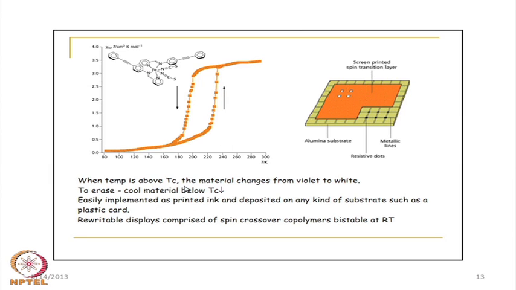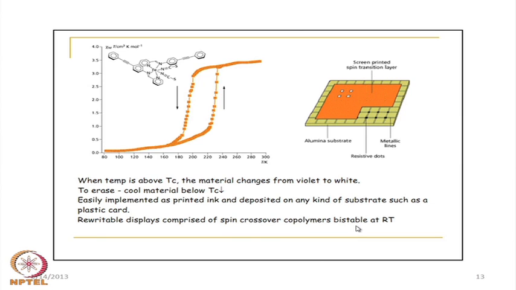When the temperature is above Tc, the material changes from violet to white. So, there will be a color change. To erase, cool the material below the Tc; there is a corresponding transition temperature which can be used for writing. So, this is the latest technology, people can use it for printing based on the corresponding spin change. The spin transition layer is deposited over there, then we have the metallic line, alumina substrate and resistive dots. It is easily implemented as a printed ink deposited on any kind of substrate, such as a plastic card. So, rewritable displays comprised of spin crossover copolymers are bistable at room temperature. That means in one case it will be stable in the high spin state and in another case in the low spin state.